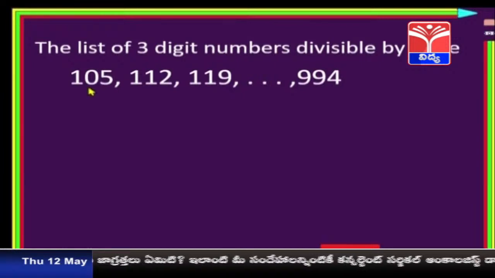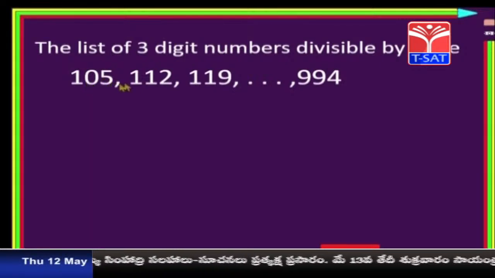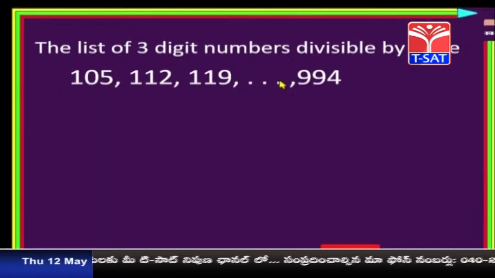By adding 7 to each term, we will get the progression. The first term is 105. If we add 7, we get 112, then 119, and so on up to 994. So, these are the 3-digit numbers which are divisible by 7. Now, our aim is to find how many 3-digit numbers are divisible by 7. So, clearly we can solve here.